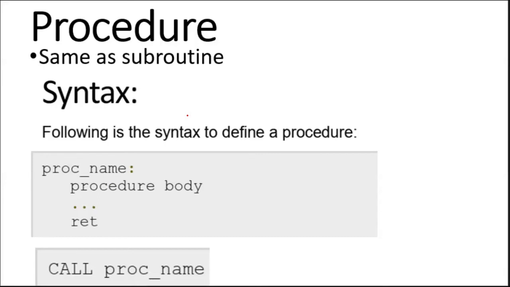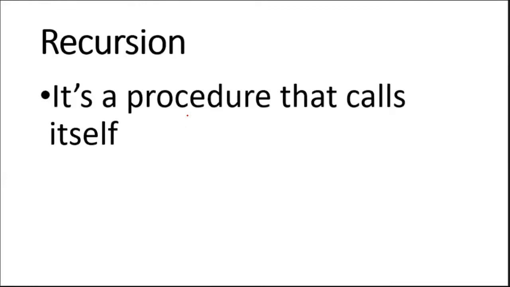Procedure. Procedure is just the same as what? Subroutine. And this is the syntax. We've done this before, right? So maybe you have print name. That's the procedure. You put your colon, then you put the procedure body there, and you do return. And then now you call the procedure name, just that. Recursion. Recursion is a procedure that calls itself, all right? So there is nothing strange here.